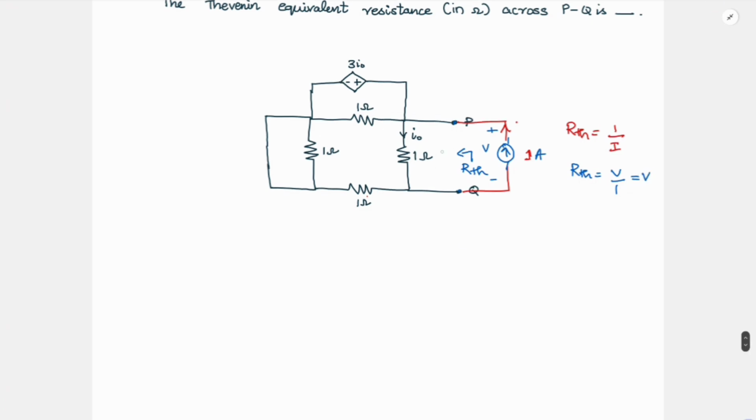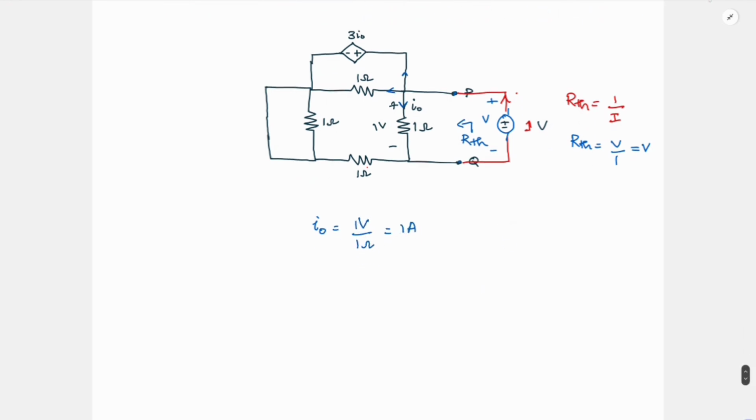So in this circuit, which one will be easier? We want this I0 value to be known. If you connect a current source of 1 ampere, it will be difficult to find how much current goes into each of these nodes. So the simple thing to do is put a voltage source of 1 volt here. Then the voltage across this 1 ohm becomes the same 1 volt. So what will be I0 here? I0 is nothing but 1 volt by 1 ohm, which is 1 ampere. So now you know I0.